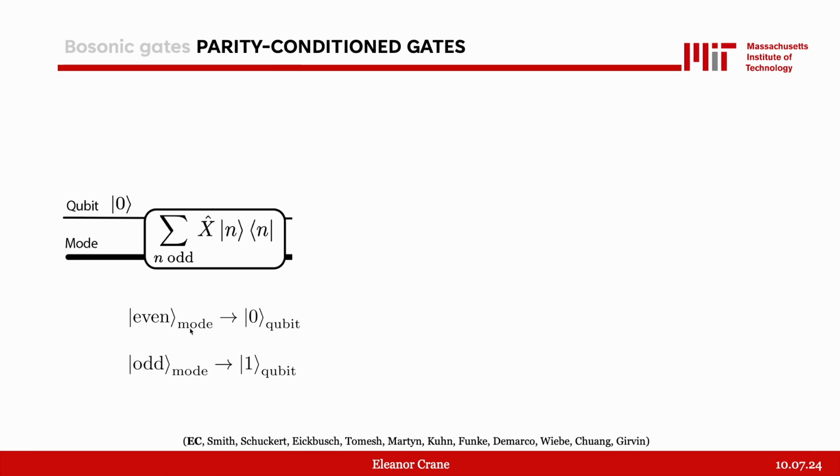Firstly, we want to make a parity conditioned gate. This is also the SNAP gate. I know that's not unitary, but just imagine that you also apply identity on the even Fock states. So this gate is saying, because you have a projector on your mode, you just flip your qubit if your mode has an odd Fock state. So now your qubit is only in 1 if your mode was in an odd Fock state.